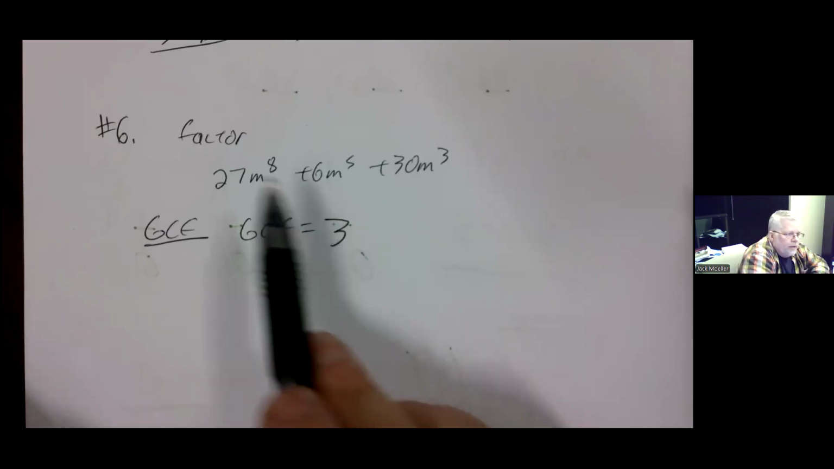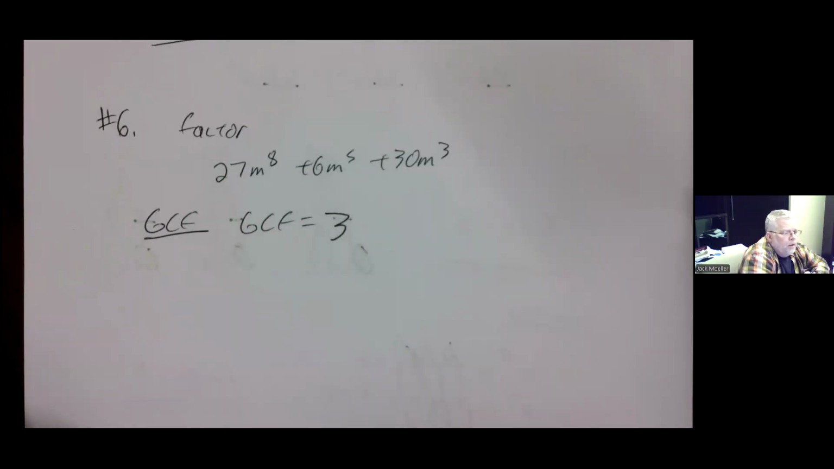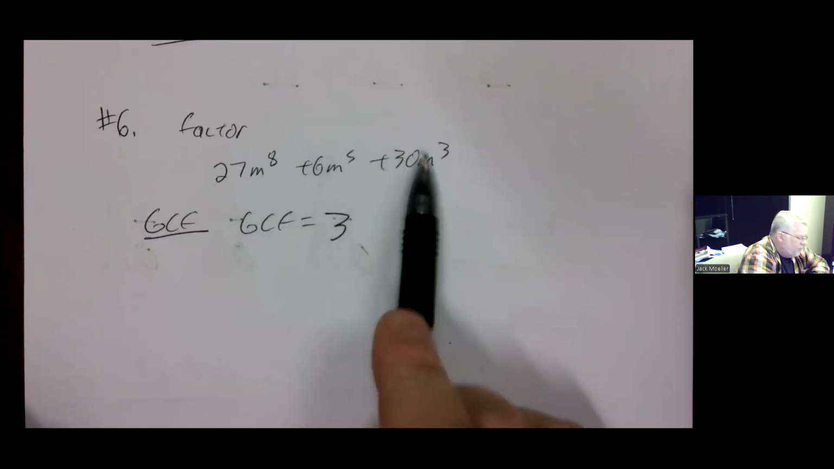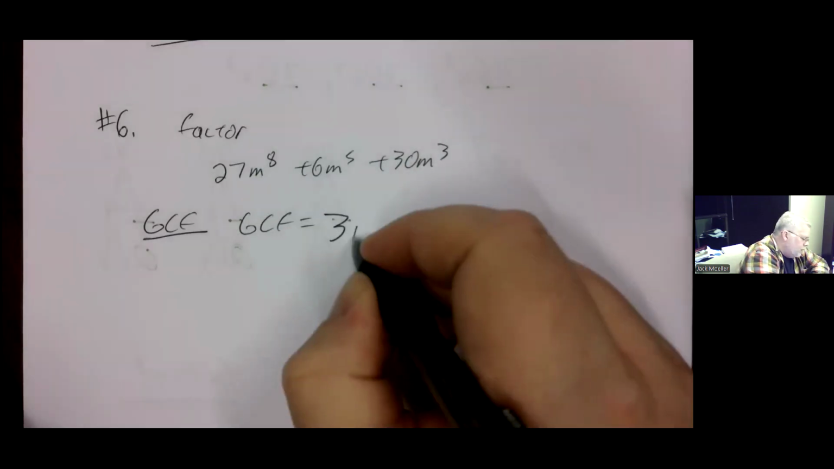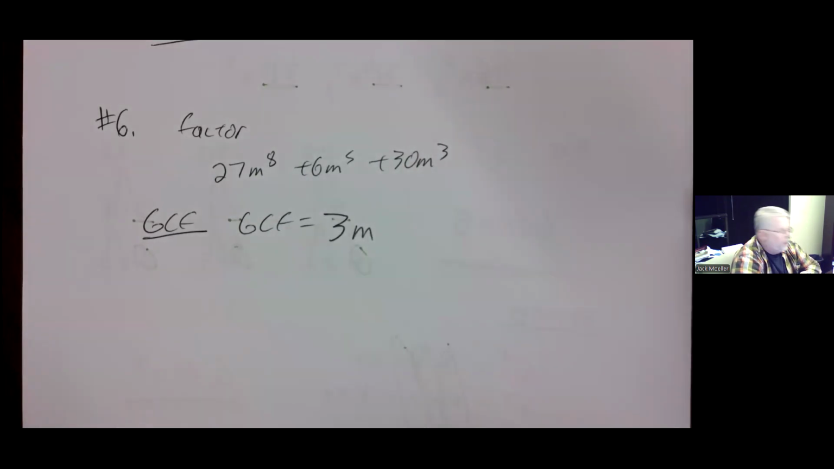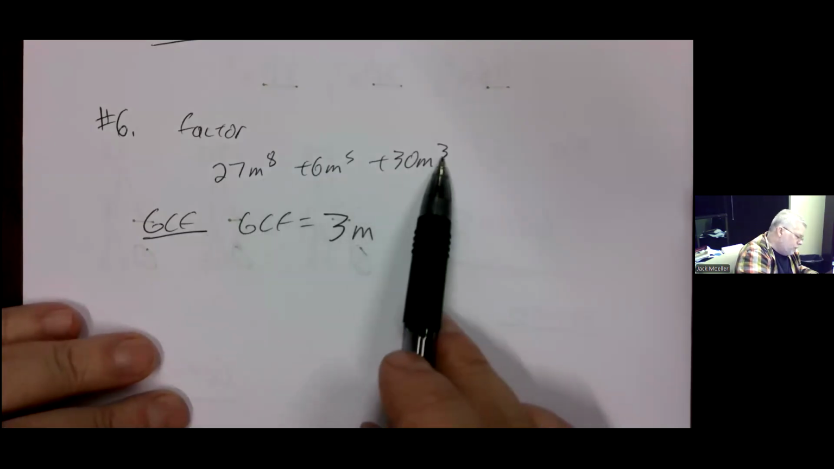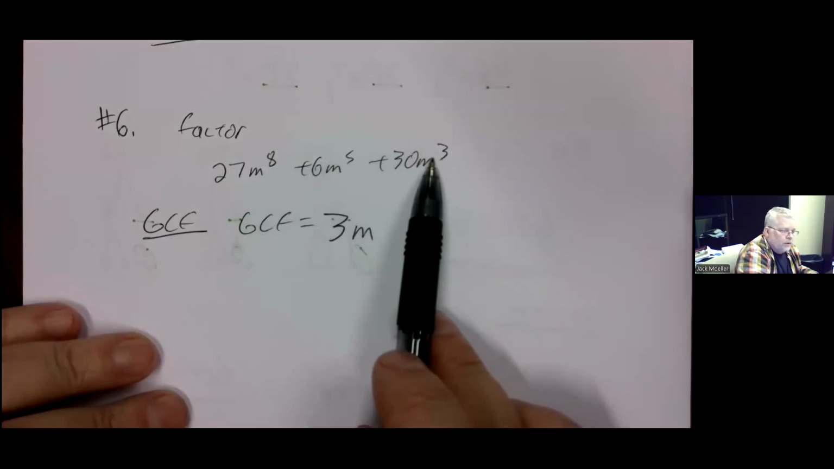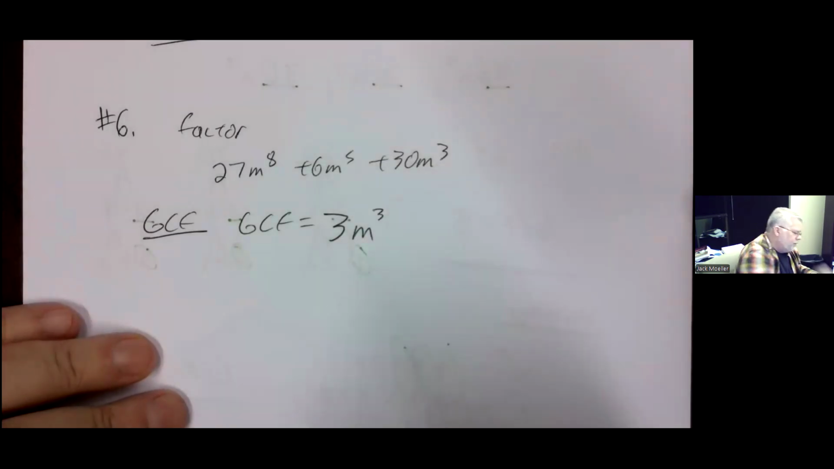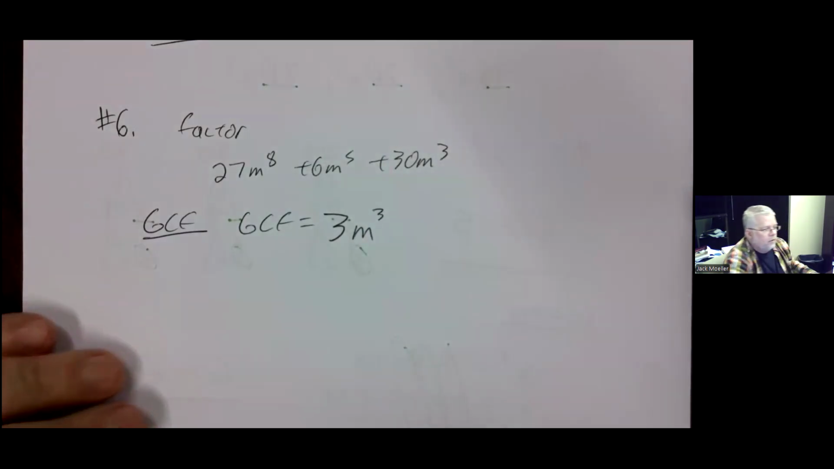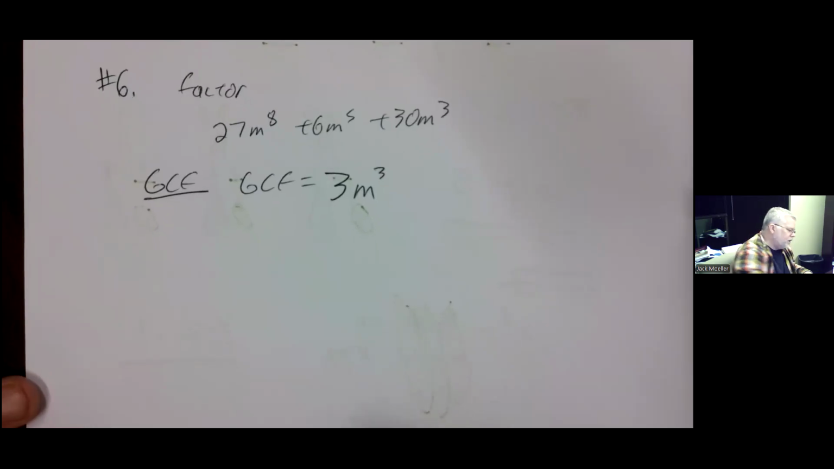Okay, so number-wise, 3 goes into all of them. Now, variable-wise, they all have m's. So there's going to be an m in the GCF. Now, what exponent do we use? Well, if you're saying the 3, because the 3 is the smallest exponent. So our GCF is 3m to the third. Okay, so that's step 1.